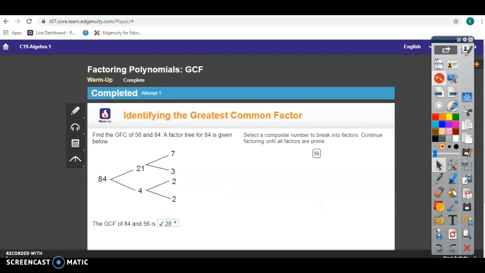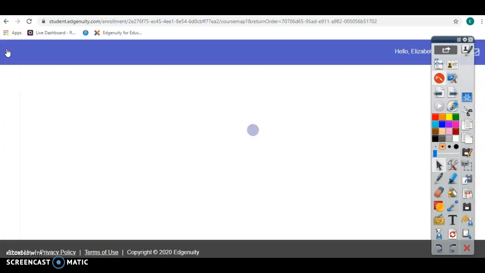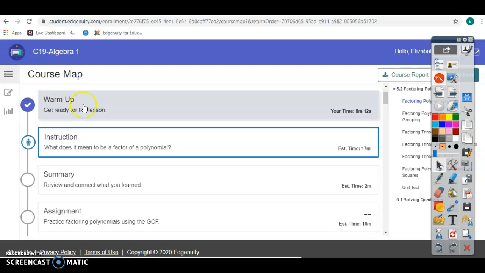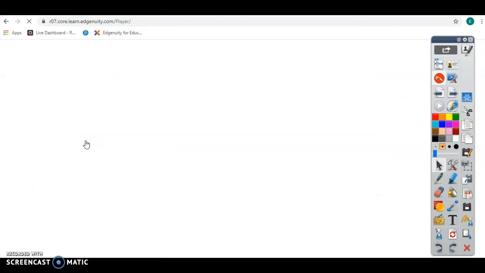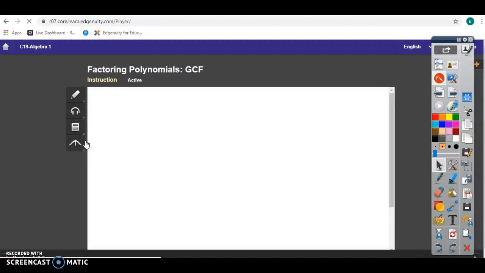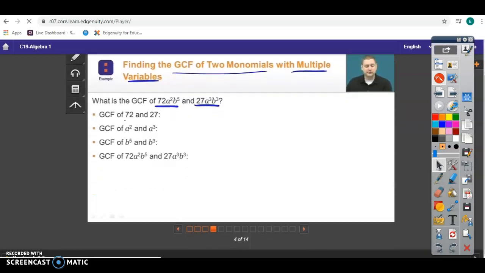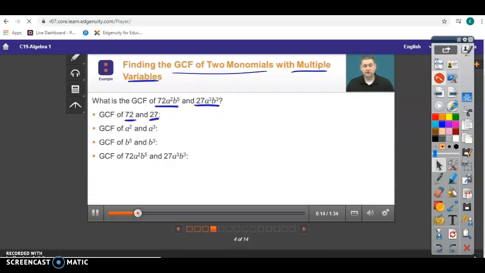Then you go into the lesson. So I'm going to click again the home button. Takes me back. And then now I'm in the instruction part. I already did the warm-up, so now I'm in the instruction part. And now it's going to give you instructions. And you're going to be watching the videos, okay? So let me pause this.